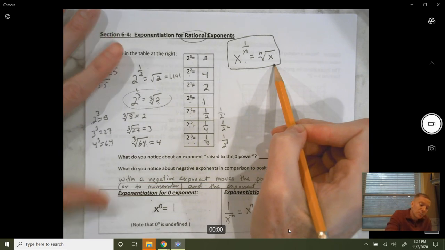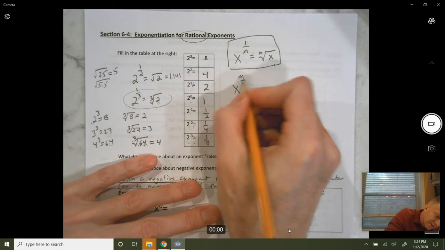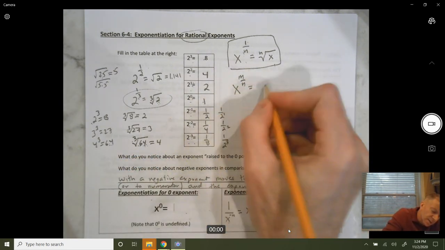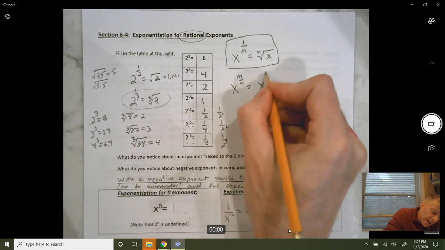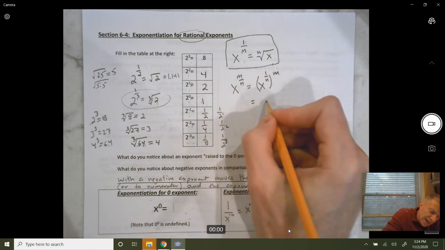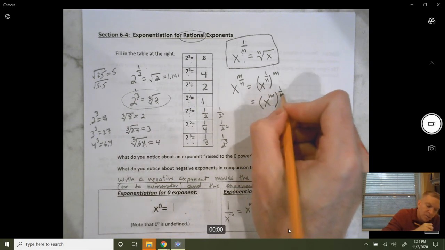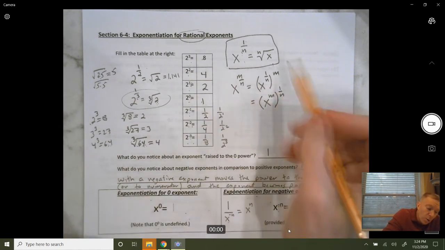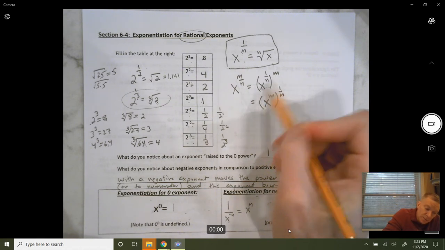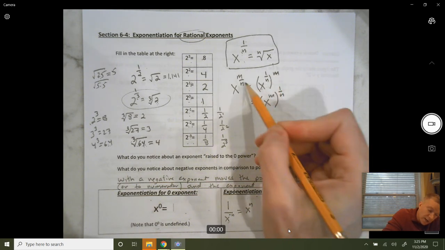Now, you might also have something in the numerator. You might have x to the m over n. There's 2 ways to think about that. You could think of this as x to the 1 over n raised to the m, or you can think about it as x to the m raised to the 1 over n. Think about what that means. We've got a power of a power. When you have a power of a power, you leave the base alone and you multiply the exponents. M times 1 over n gives you m over n.